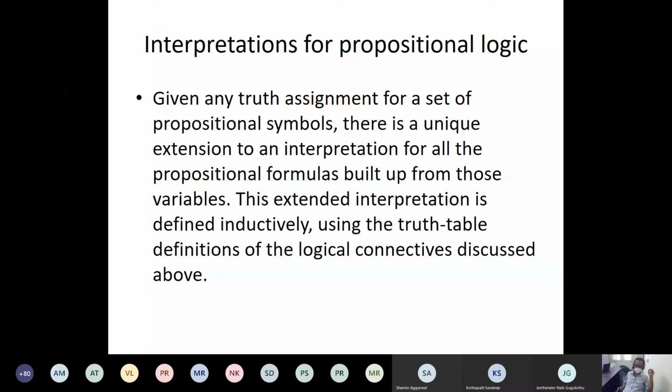This extended interpretation is defined inductively using the truth table definition of logical connectives discussed above. So if we have A and B, both A and B must be individually true in order for A and B to be true. That kind of inductive definition, using the truth tables. You know all this, there is no problem at all.